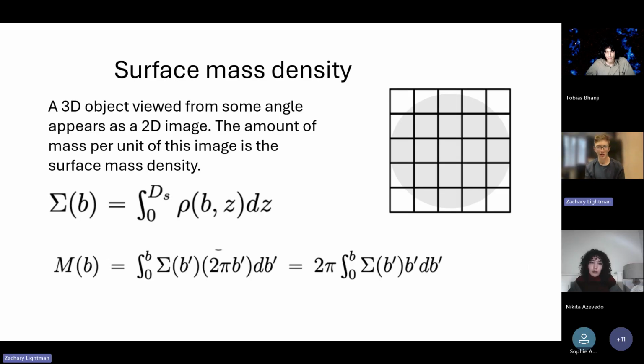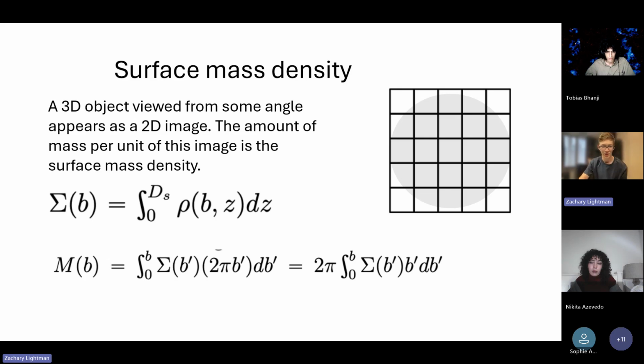Okay, so now we're going to look at some concepts that are needed for some more detailed gravitational lensing. So firstly, surface mass density. When we look out into the sky, what we see is a 2D image, not the entire 3D surface. So we imagine that if we put a grid on this image and then work out the mass per unit area, that is going to be our density.